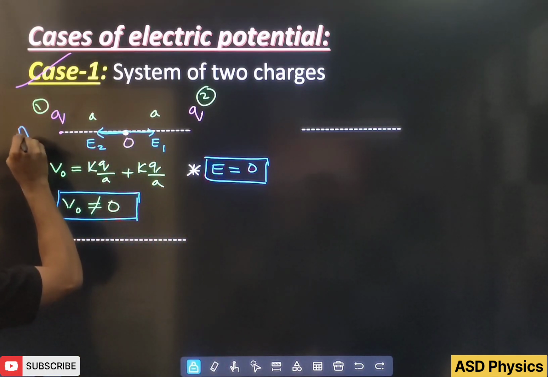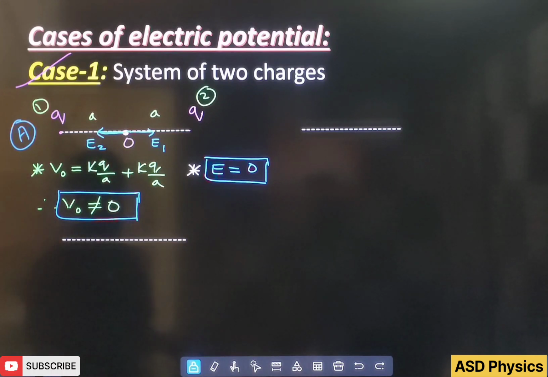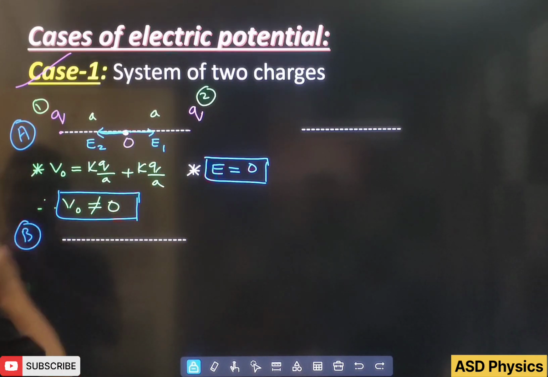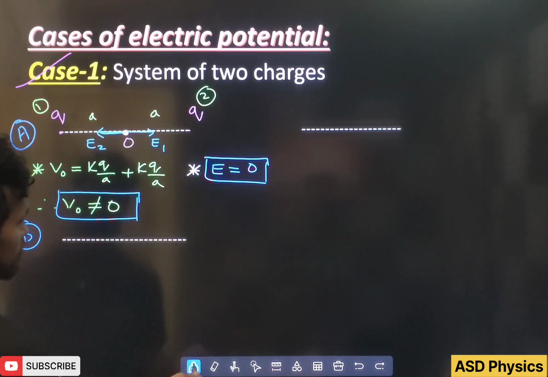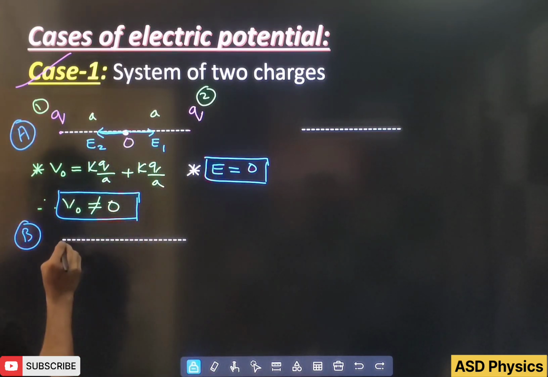Okay, this one I have taken, let's take A. Now students, B. I'm just seeing the possibilities, and in this way we are learning also, how to calculate the potential and all that. Next one is, students, let's take for example here.